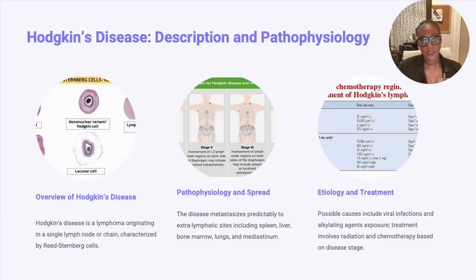Peak incidence is noted in mid-adolescence. Possible causes include viral infection or previous exposure to alkylating chemical agents. The prognosis is excellent, with long-term survival rate depending on the stage of the disease. The primary treatment modalities are radiation and chemotherapy. Each may be used alone or in combination depending on the clinical stage of the disease.